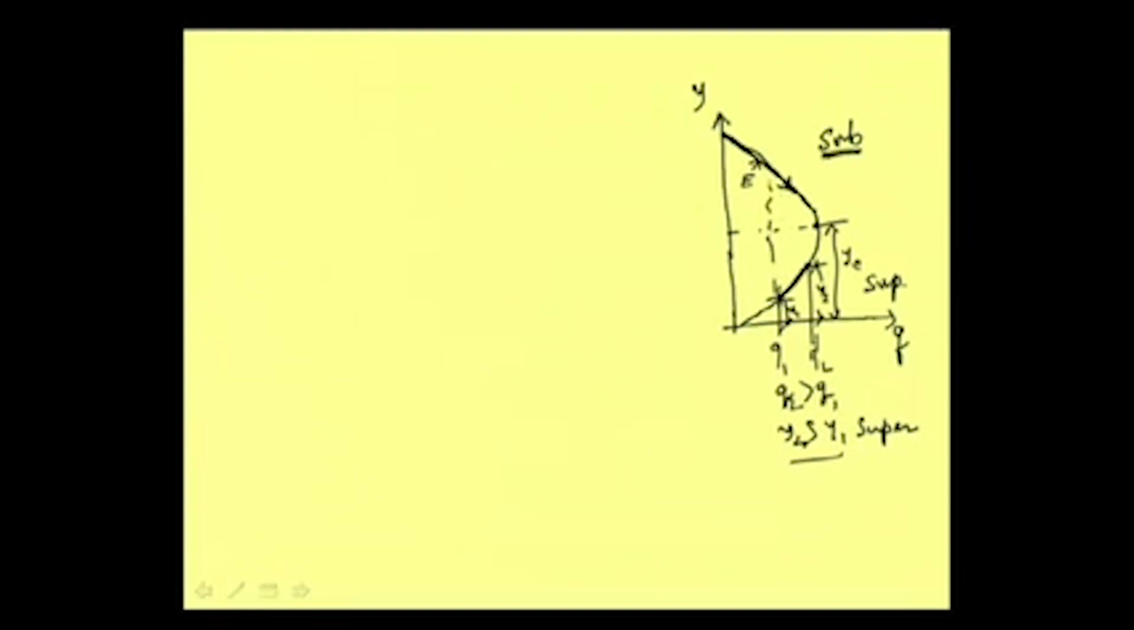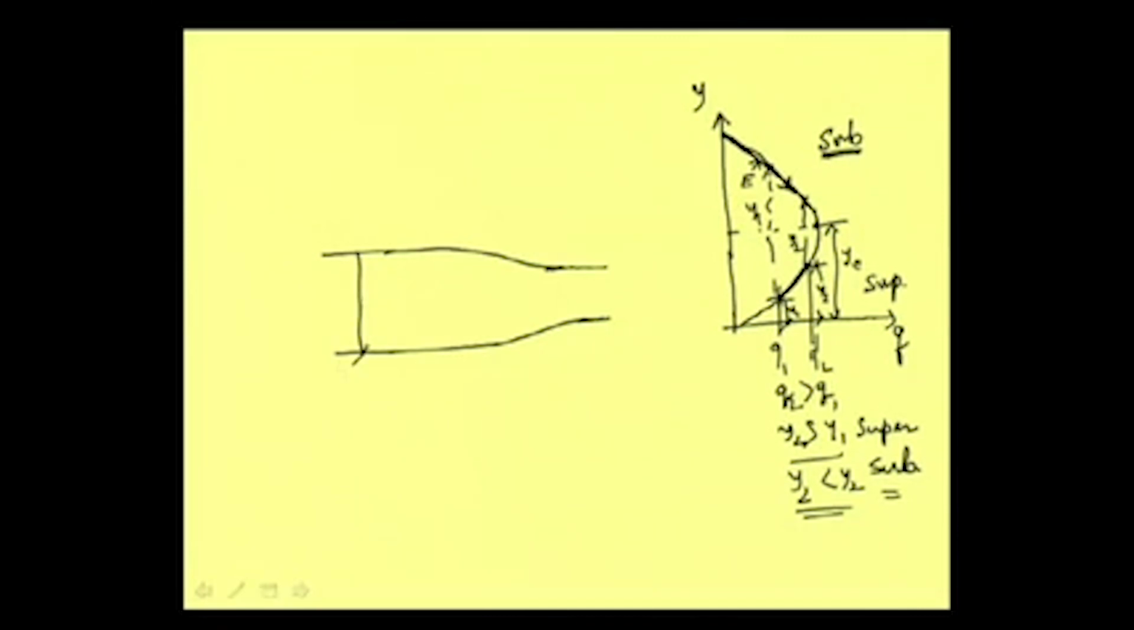But if I extend this line to the subcritical zone, then we can see that for the subcritical zone, this is the y1 and this is y2. So, y2 is less than y1 for the subcritical zone. Now, with this understanding, we can try to analyze the situation when our flow is passing through a channel contraction.